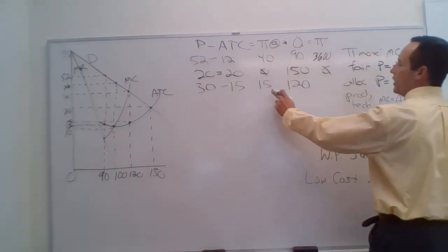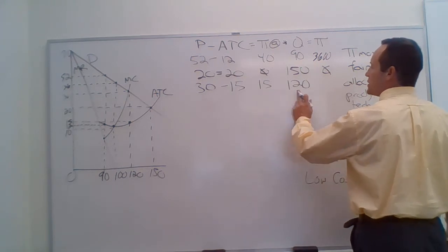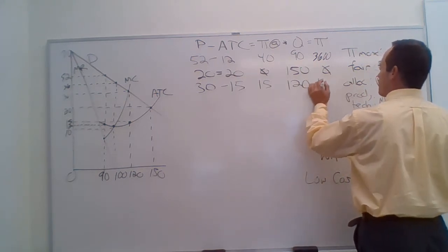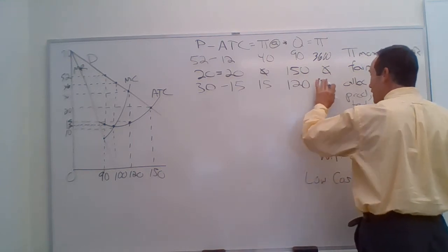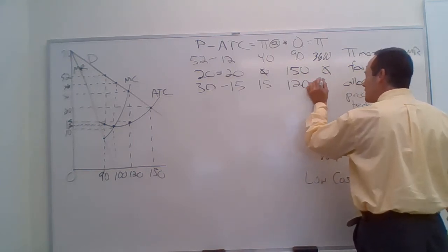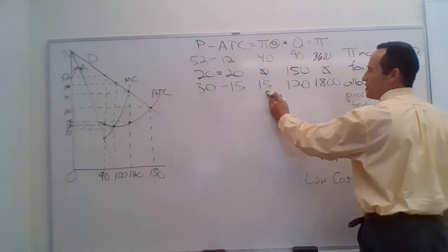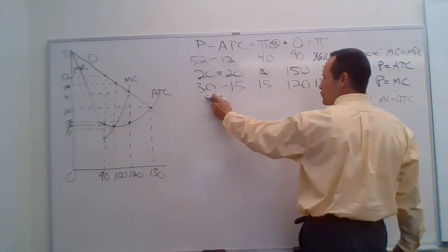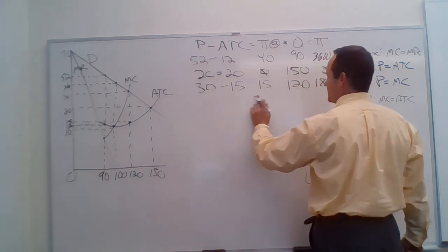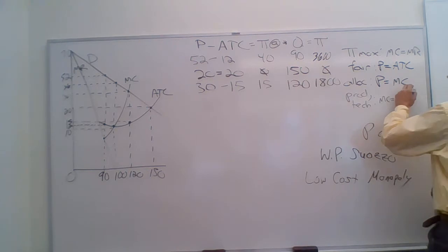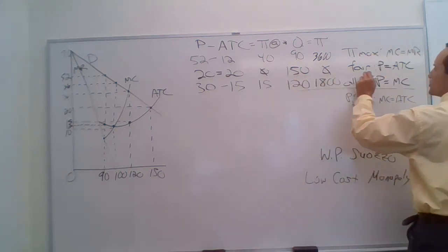So we have 15 times 120. If that were 10, this would be 1,200. So we have profits of 1,800. Let me squeeze that number in there. So a profit of $15 per unit, and that comes from 30 minus 15, times 120 gives us total profits of 1,800. And this is for allocative efficiency.